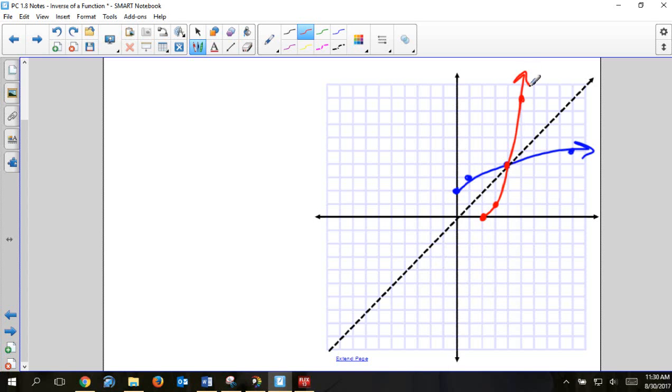And what can you tell me about this red graph? What shape is it? The red one? Well, square roots go this way. It's part of a parabola, right? Because what does square root undo? Squared. They're opposite. So this has got to have a squared in it when we're done, but also it's only part of it. It's not a whole parabola. So you have to include that.